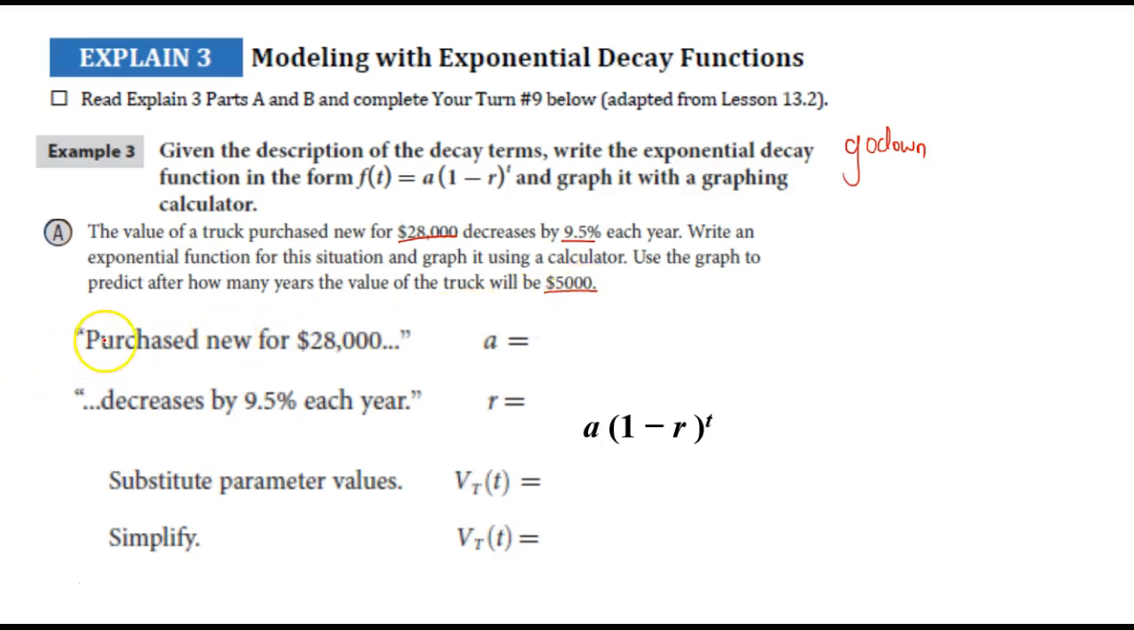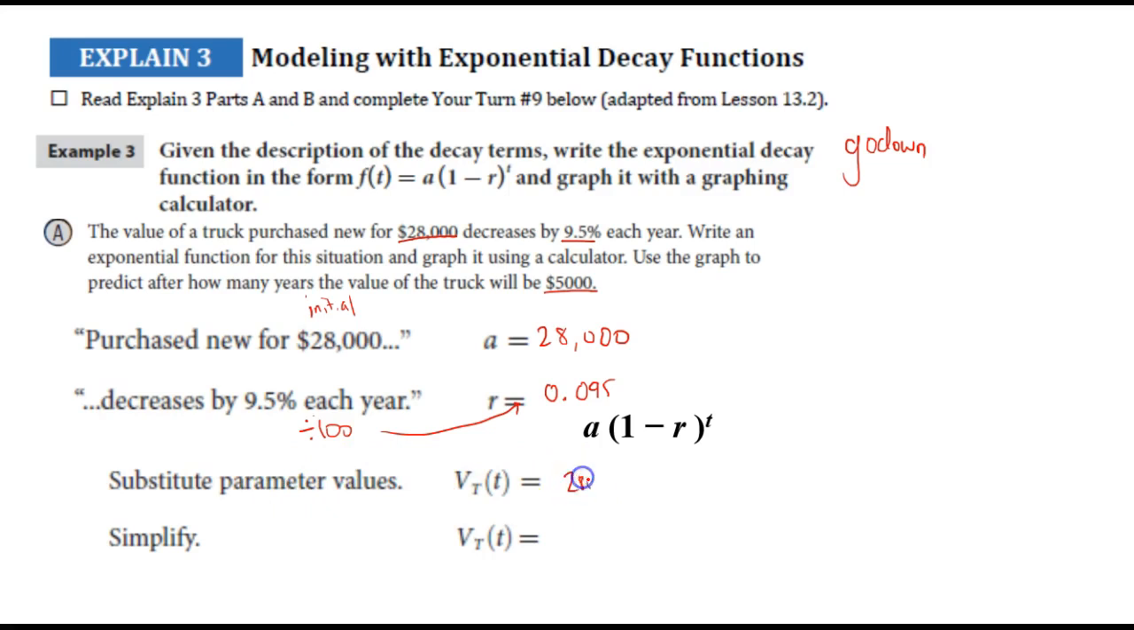The first thing we're going to do is pull some of these numbers. Purchased new, that's our initial value, about $28,000. The rate, or r, is 9.5, and we're going to divide by 100 to change that into a decimal value. Go ahead and do that right now. You should have gotten 0.095.